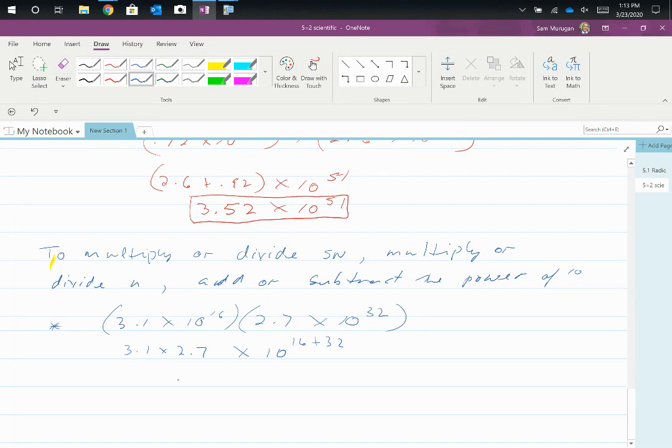So 3.1 times 2.7 is 8.37 times 10 to the power, that is 6 and 2, 8, 4, 3 and 1, 4, so 10 to the power 48.